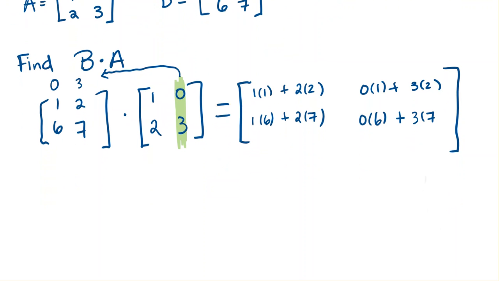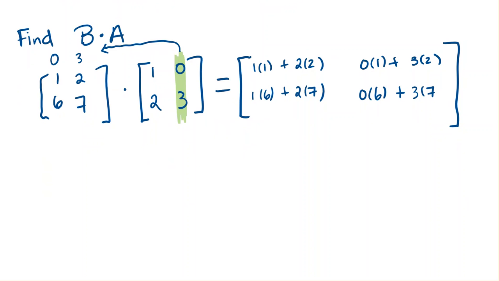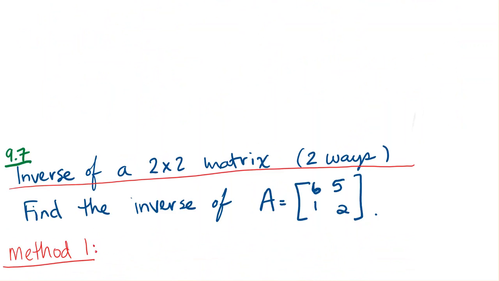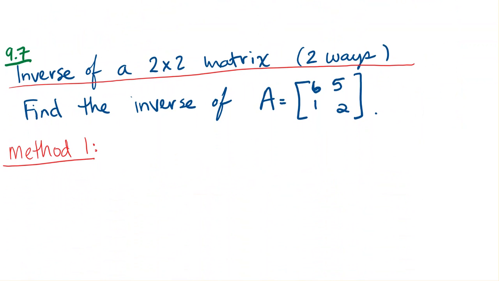All that is left is to actually compute these sums and then rewrite it as our final answer. So, simplifying these expressions, we find our resulting matrix, B times A, is as follows. That's just a quick review on matrix multiplication. Next, we're going to look at our next topic, which is the inverse of a 2 by 2 matrix.